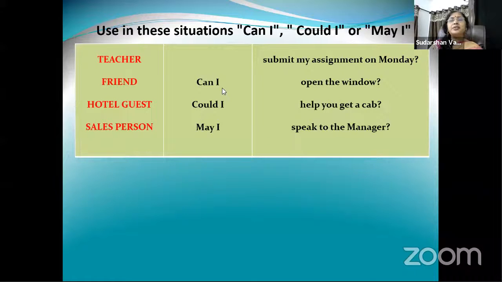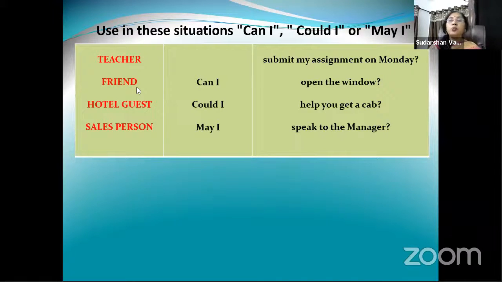You can't tell the teacher, speak to the manager. This is a different situation. May I open the window? Maybe your teacher is just doing this, and you can say, may I open the window? Even this sentence you can use. So, may I. What about a friend?